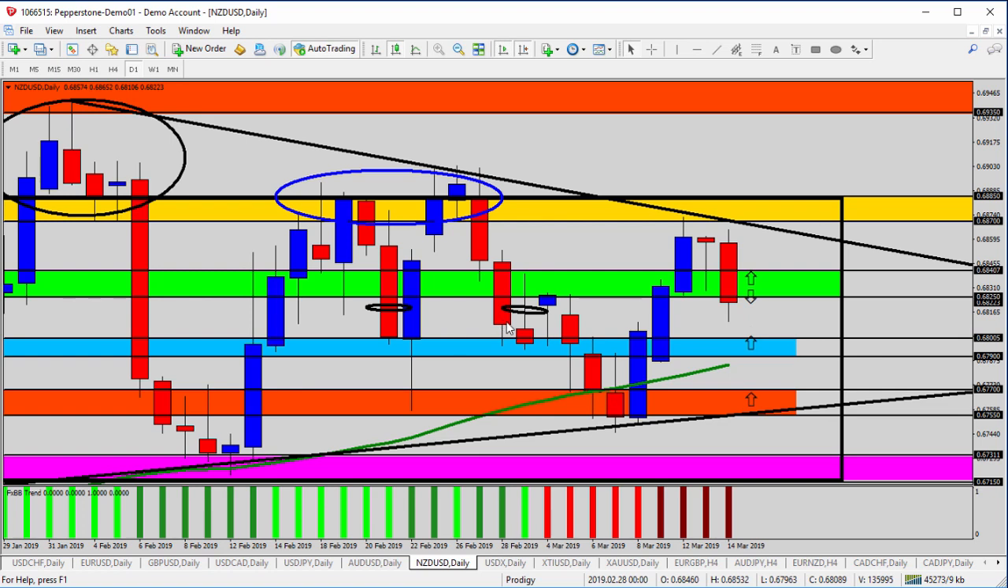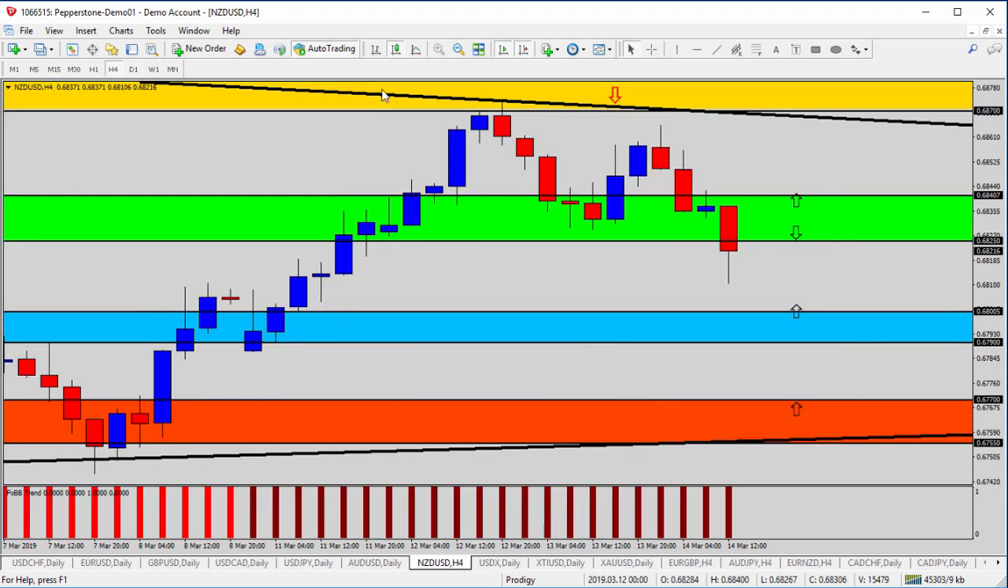A couple of examples here make more sense when we get down to the 4-hour time frame. These little black circles or ovals right here will make much more sense when we get down to the 4-hour time frame, but we'll take a look back there. Breaking the green zone, heading down to the blue zone is the main objective for the day today on the New Zealand dollar. Let's take it down to the 4-hour time frame.